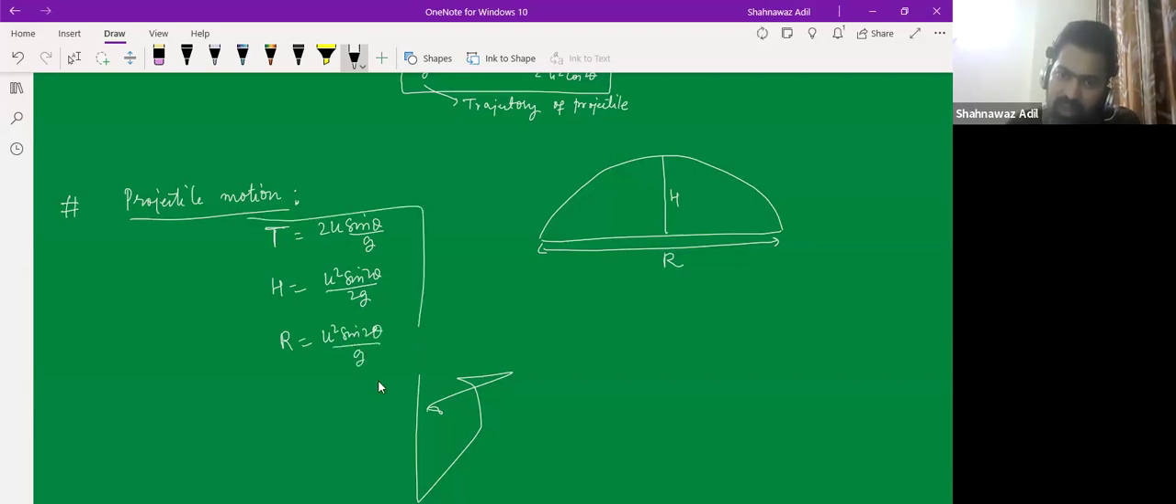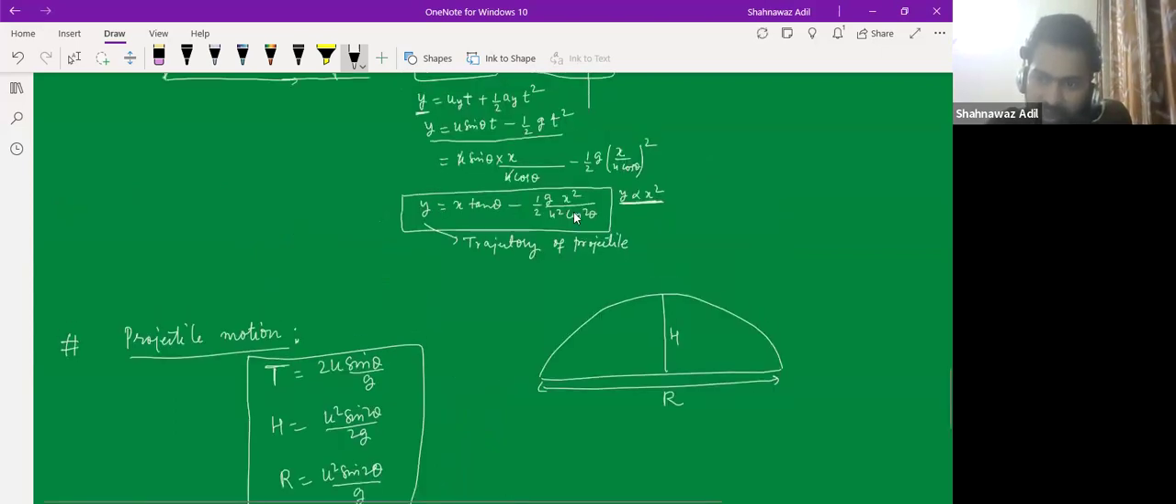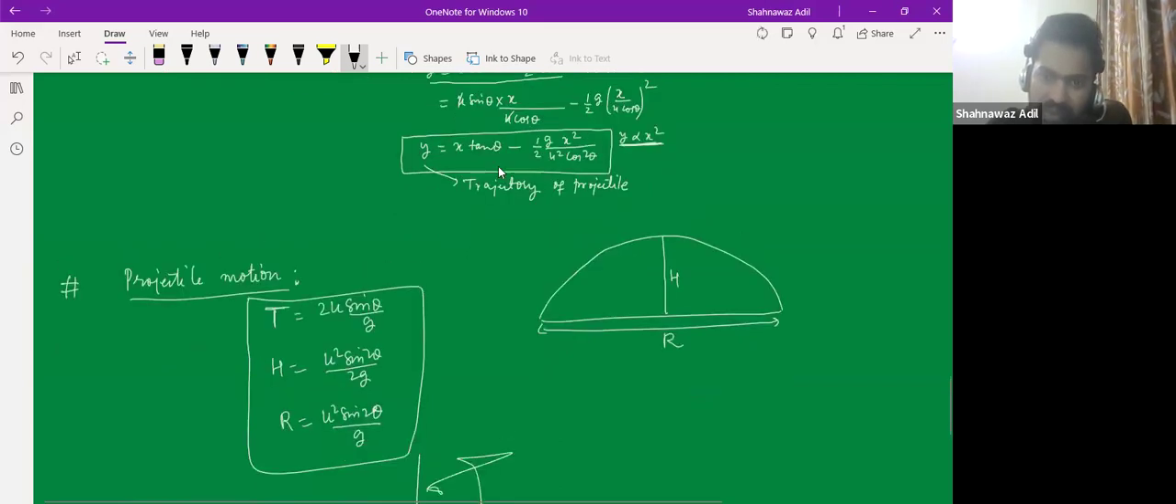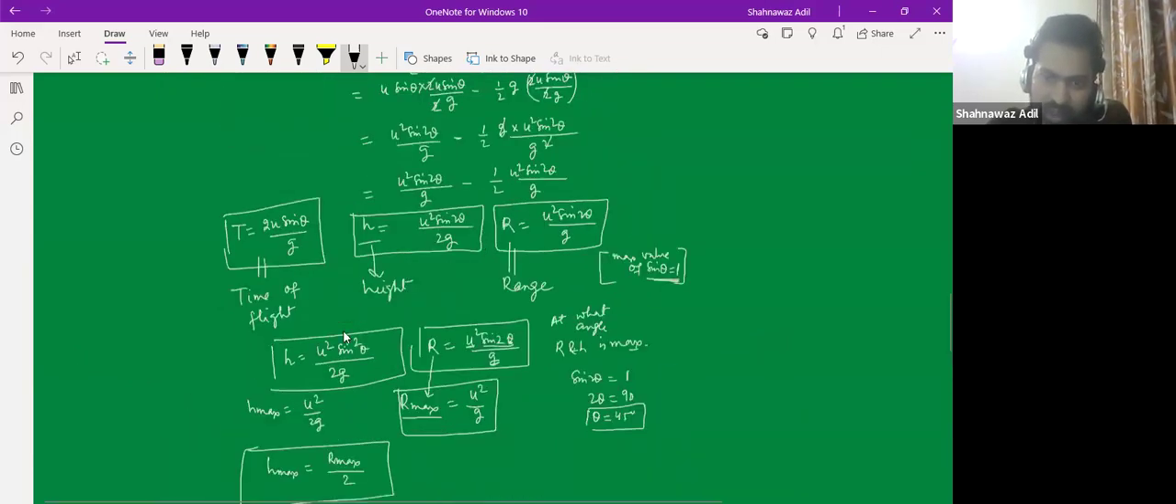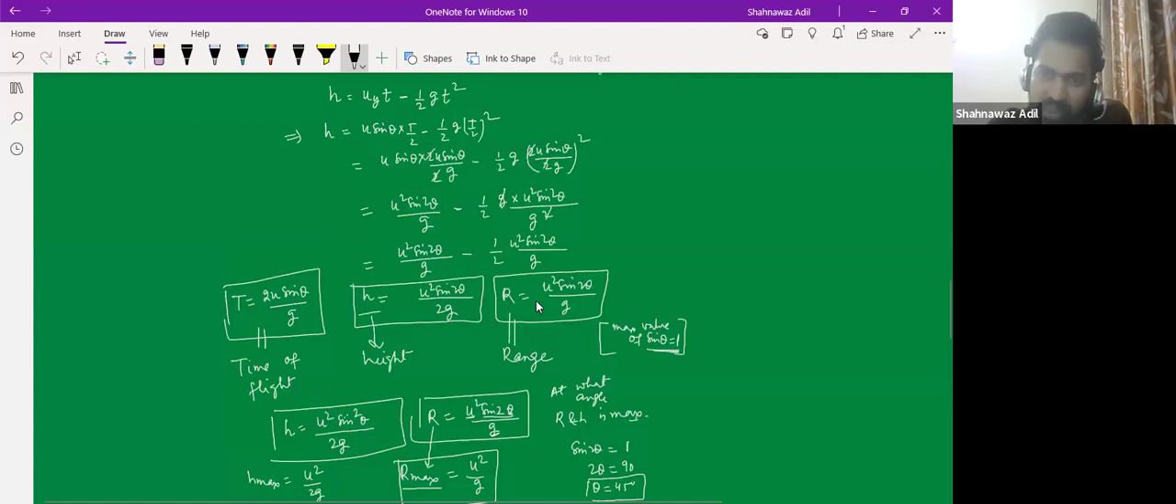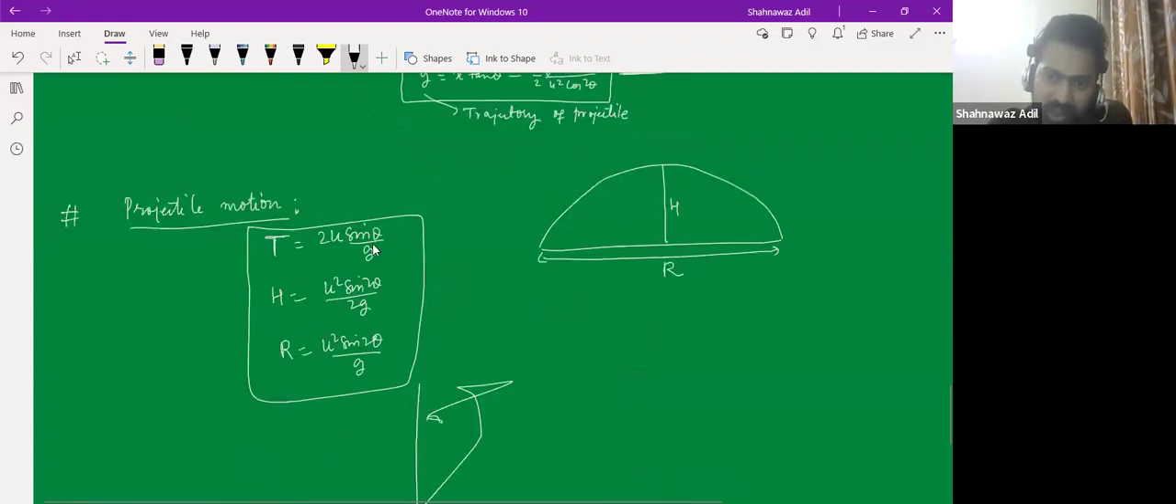So these things you have already learned, right? So we will do some questions based on this. And there is also the equation of trajectory. We will talk about this in the next class, and we'll do a couple of questions based on these things, right? You have to only remember these things. Okay, we'll stop here and we'll continue from here in the next class.